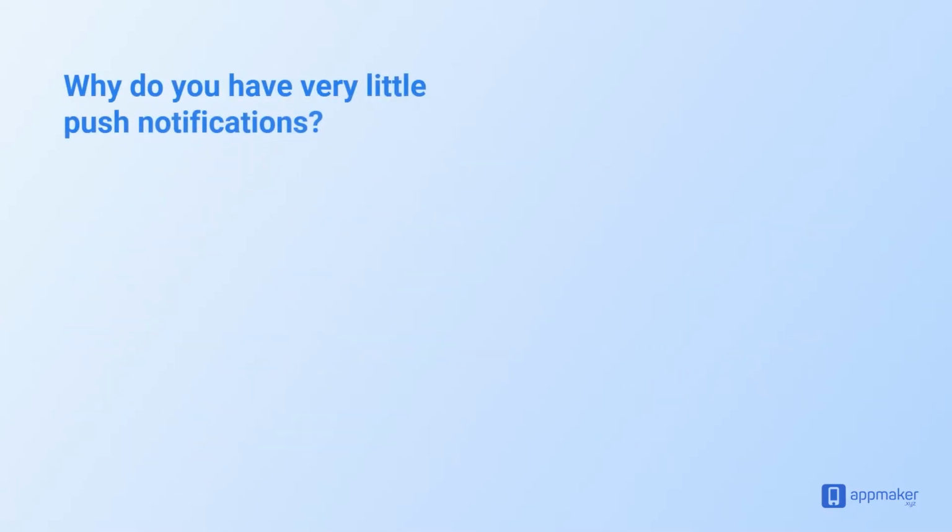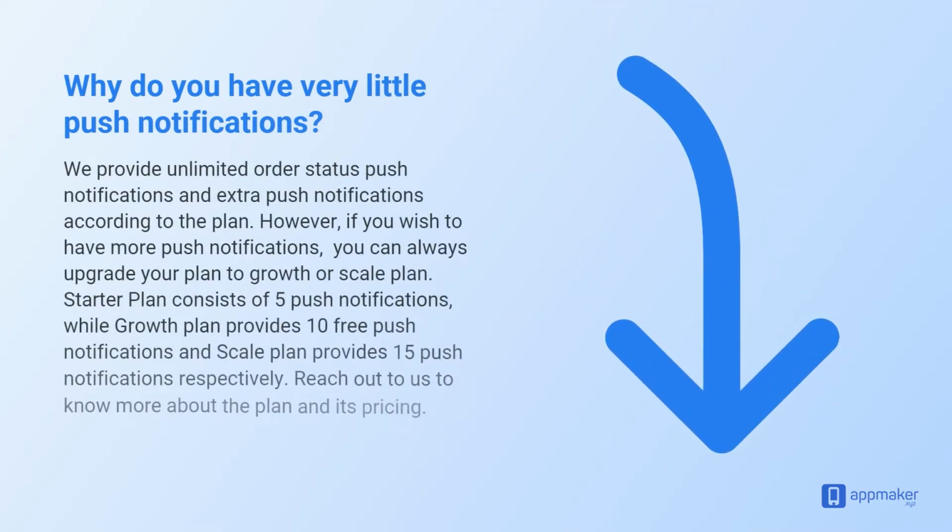Question: why do you have very few push notifications? We provide unlimited order status push notifications and extra push notifications according to the plan. However, if you wish to have more push notifications, you can always upgrade your plan to a growth or scale plan. Starter plan consists of 5 push notifications, while growth plan provides 10 free push notifications, and scale plan provides 15 push notifications respectively. Reach out to us to know more about the plan and its pricing.